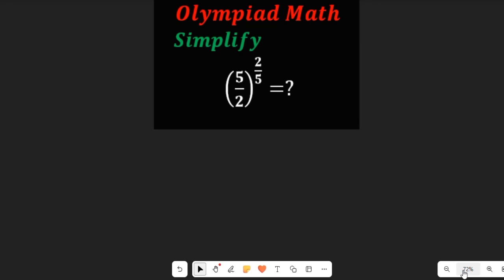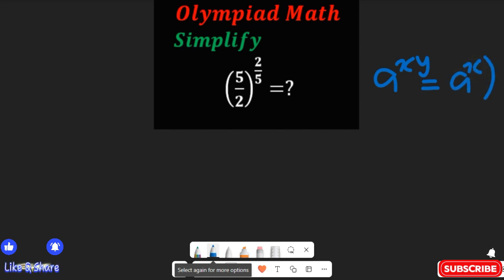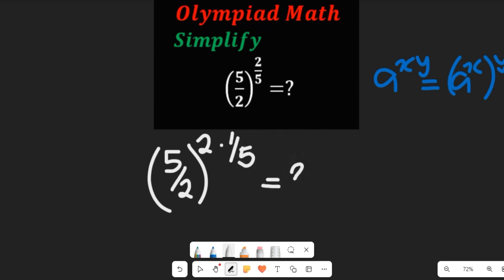From the laws of indices, we know that if you have a to the power of x multiplied by y, this is equal to a to the power of x, all to the power of y. So we can break this expression into 5 divided by 2, all to the power of 2 multiplied by 1 divided by 5. So what will this expression give us?